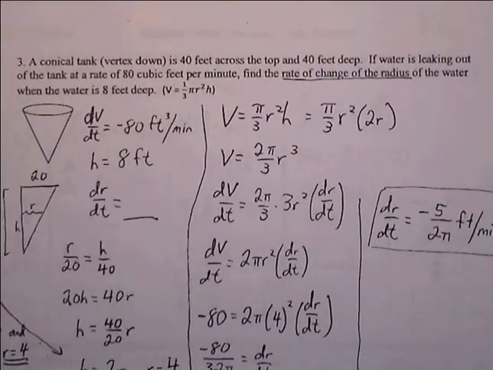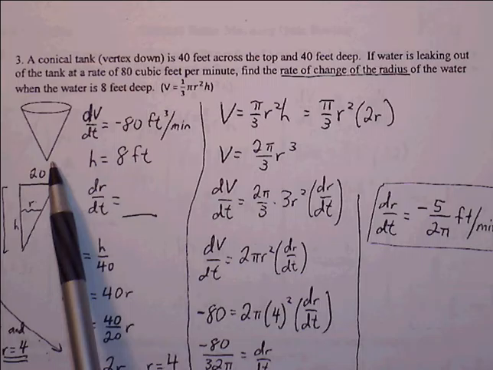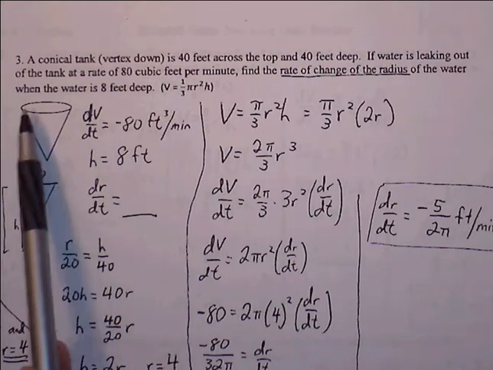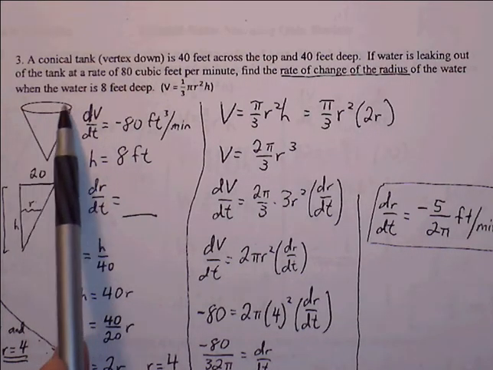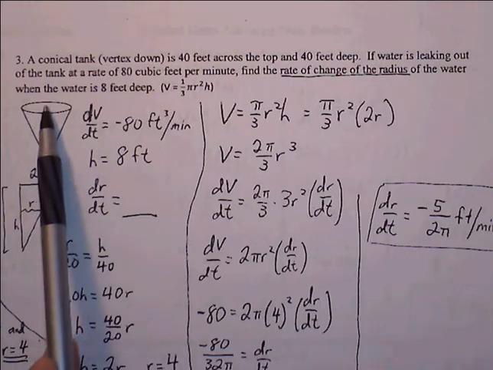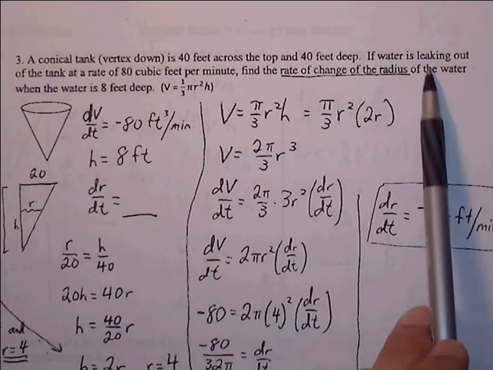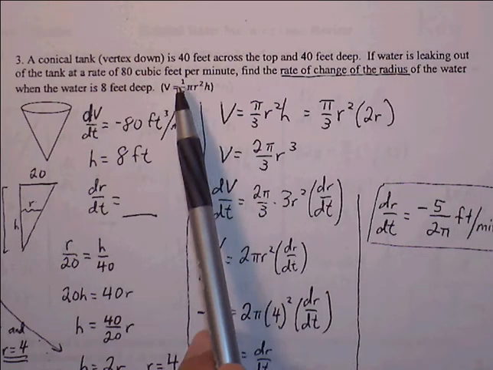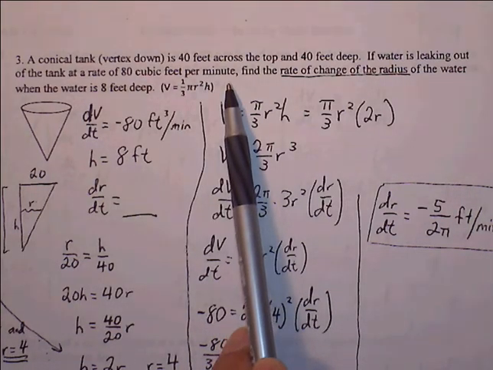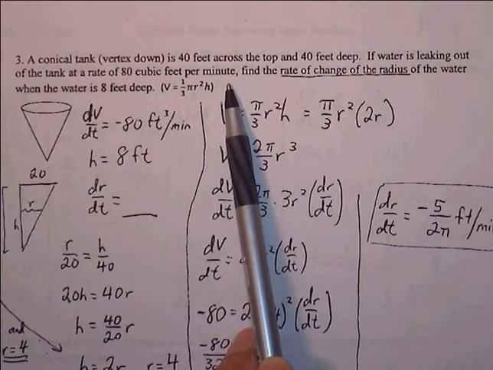A conical tank, vertex down, so this is the shape we're dealing with here, 40 feet across, so from one end to the other is 40 feet, and 40 feet deep. From the top to the bottom, the vertex is 40 feet deep. If water is leaking out of the tank at 80 cubic feet per minute, find the rate of change of the radius of the water when the water is 8 feet deep.